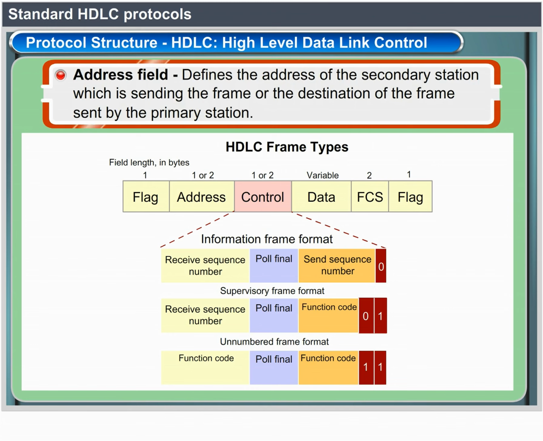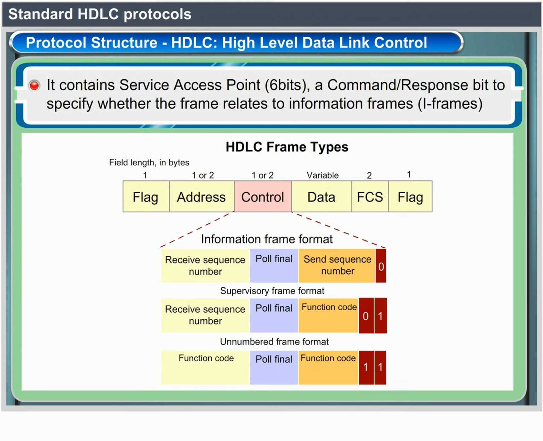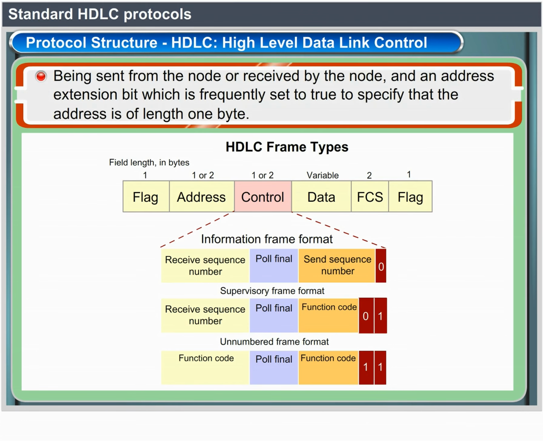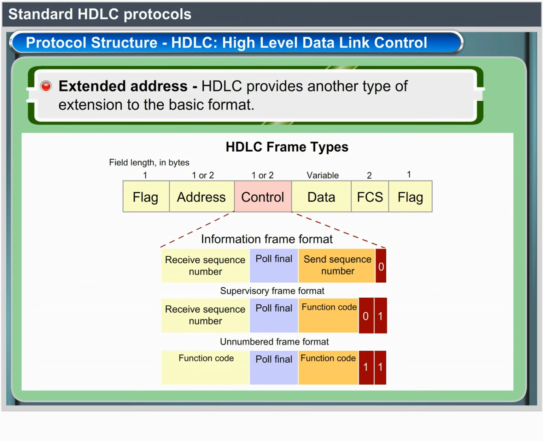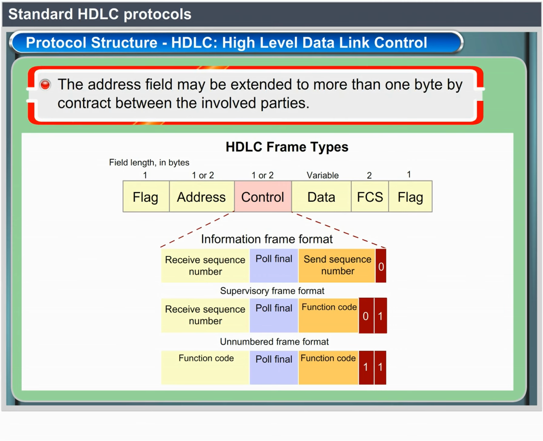It contains the service access point, that is 6 bits, a command/response bit to indicate that the frame relates to information frames, or I-frames, being sent from the node or received by the node, and an address extension bit which is usually set to true to indicate that the address is of length 1 byte. When set to false, it indicates an additional byte follows. Extended address. HDLC provides another type of extension to the basic format. The address field may be extended to more than 1 byte by agreement between the involved parties.